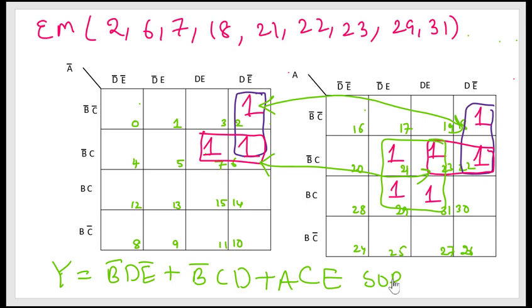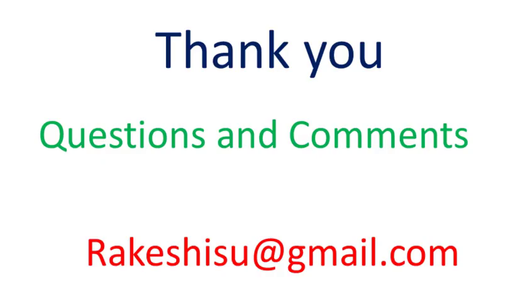So this is how we are going to minimize the 5 variable K-map. In the next lecture we are going to discuss special cases in K-map where for a given K-map there may be more than one possible solution with the same number of literals. We will see all those things in the next lecture.